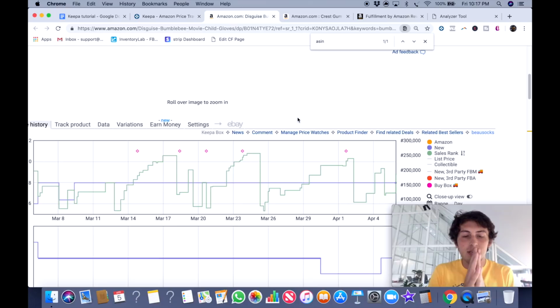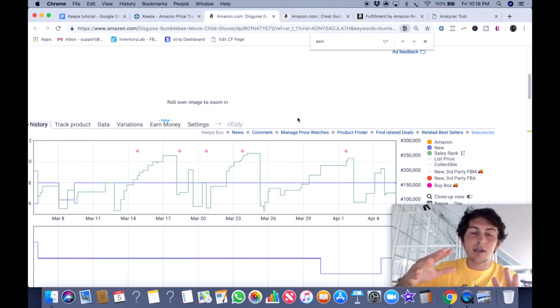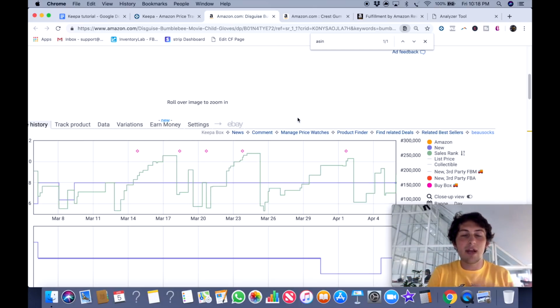What I mean by this is, on Amazon, sales ranks change every hour, every minute. So what's going on here is if a product is not selling at all, it's going to continue to keep going up. If it's selling, it's going to continue to go down. So let's say 3 hours go by, right?